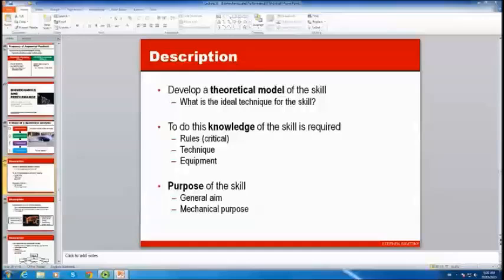what is my optimum equipment. Finally, the purpose of the skill. When we looked at Federer and his topspin forehand, we said, what's his purpose of this skill? Get the ball in the court. Yes, it must go over the net. Yes, it must attempt to score a point, but the ultimate end goal, the purpose of this, is ball in court.